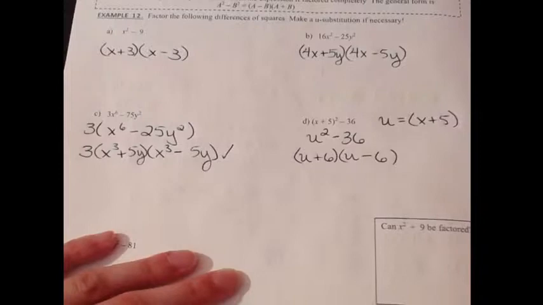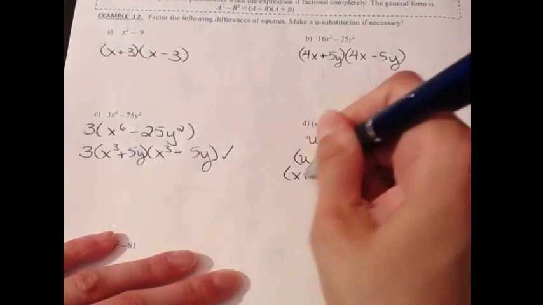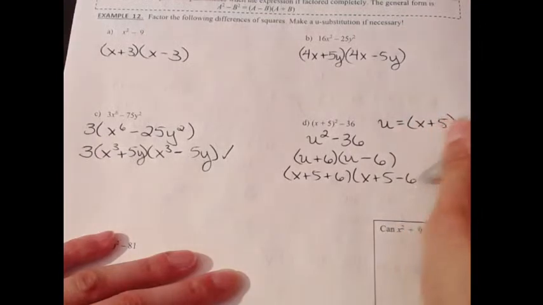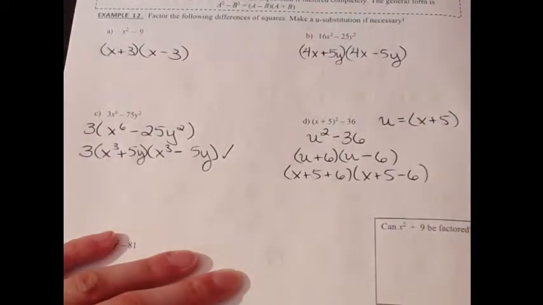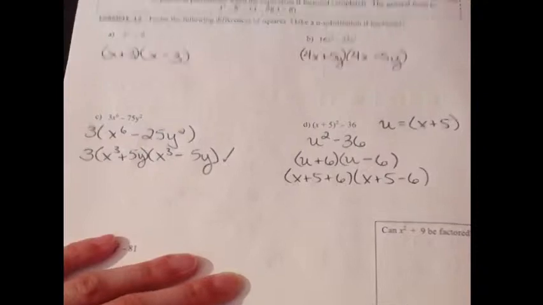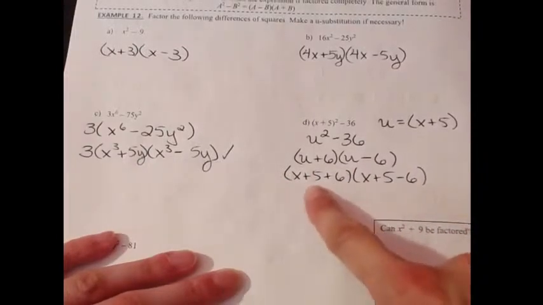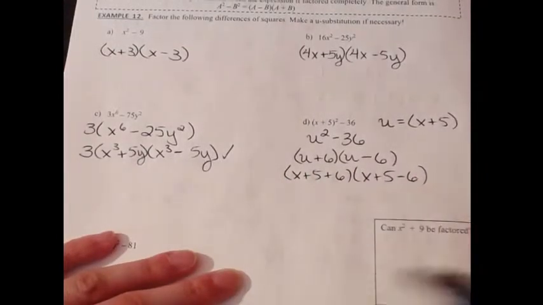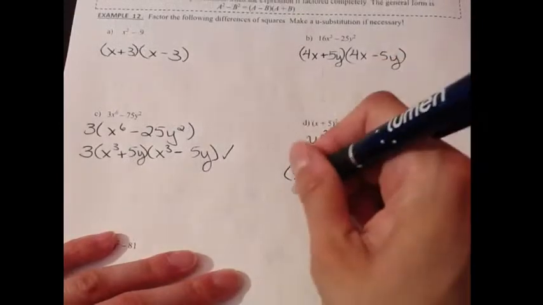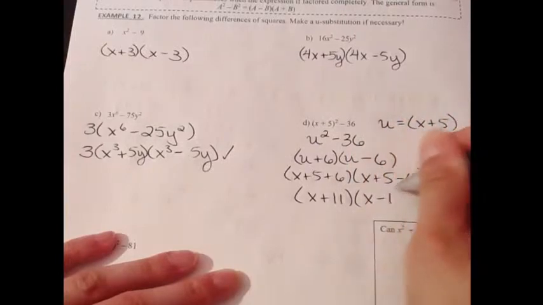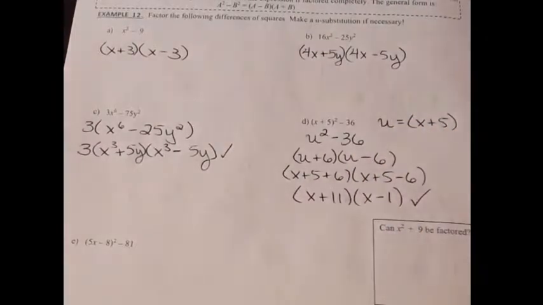I love it. And now all I have to do is put that back. So that leaves us with x plus 5 plus 6, and then x plus 5 minus 6. And you would most certainly combine like terms. You're not just going to leave your answer like this. If you looked at somebody else's paper and they had this written down, you would say, hey, that's 11, and that's a negative 1. You would fix it, right? You'd combine like terms. So your final answer is x plus 11 times x minus 1. And there you have it.